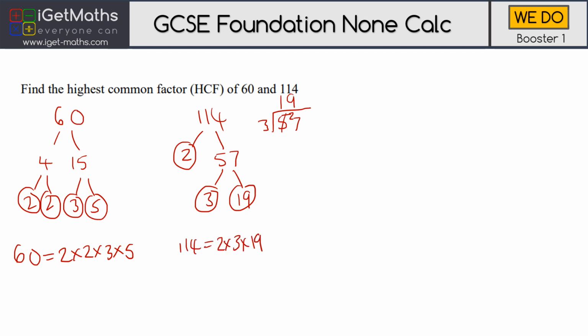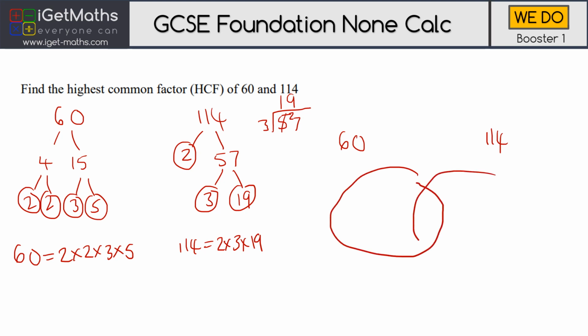And then I'm going to draw a Venn diagram of 60 and 114. I've got a 2 that goes in the middle. I've got a 2 that belongs to 60 only. I've got a 3 and a 3, so that goes in the middle. And then I've got a 5 that belongs to the 60. And I've got 19 that belongs to the 114.